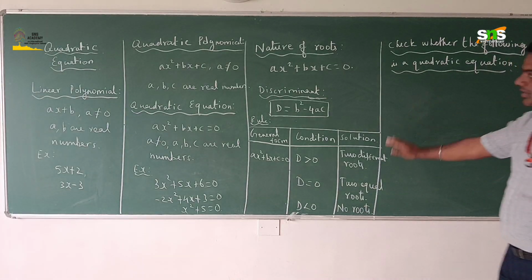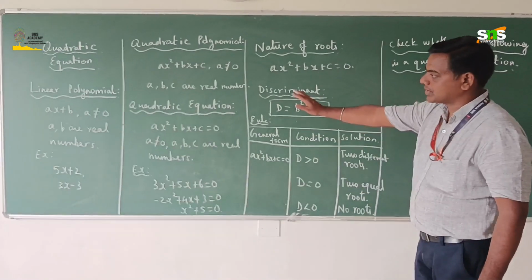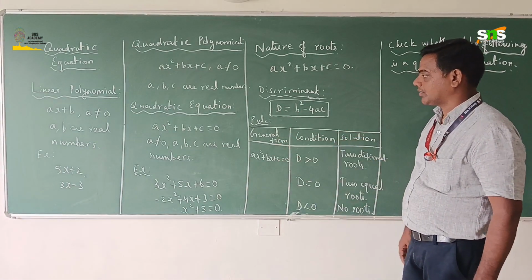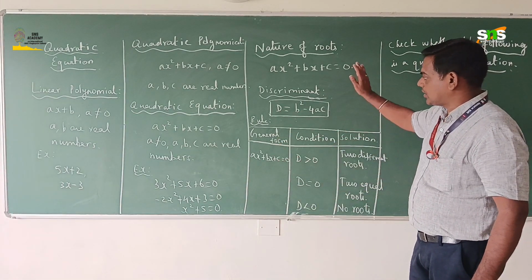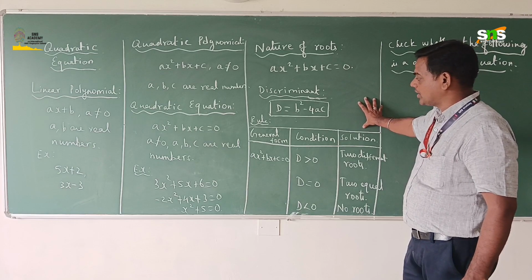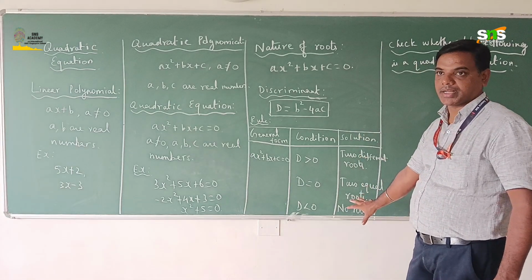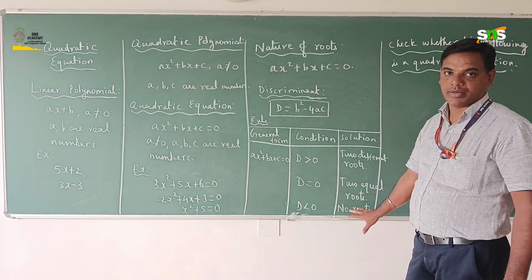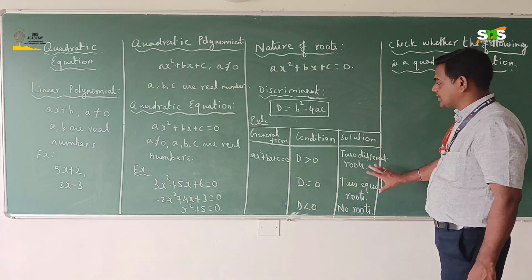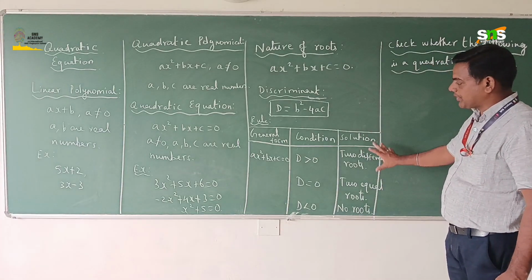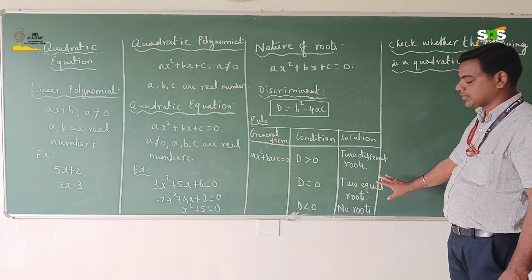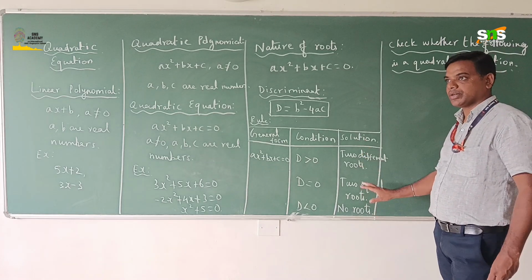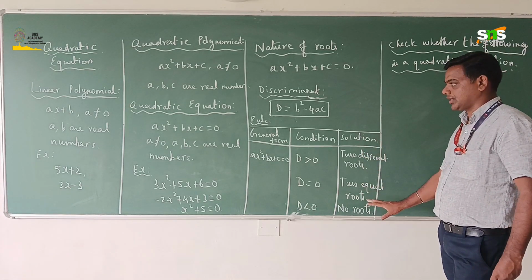These are the conditions based on the quadratic equation. First, you should know the general form of a quadratic equation, and then the nature of roots. The nature of roots is important to find what type of solution we will get for the quadratic equation. Then based on this, we will see what type of sums we can solve and what type of method we are going to use for this quadratic equation. Fine.